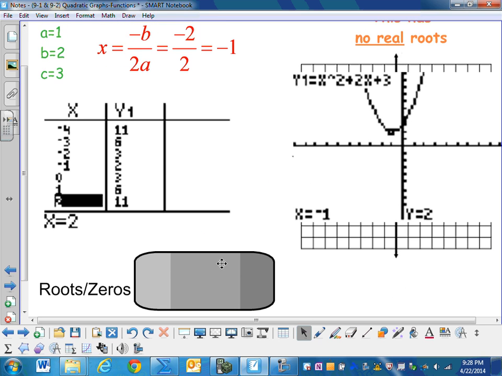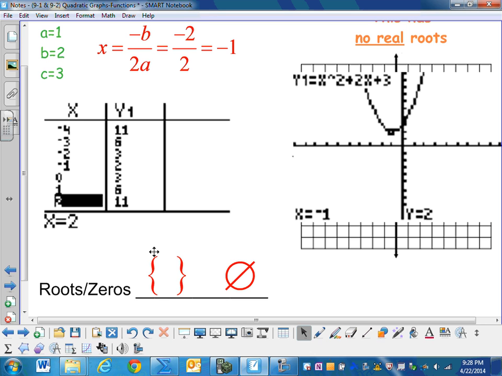So to describe that, we would just have an empty set. We could have braces with nothing in it, or a 0 with a line through it.